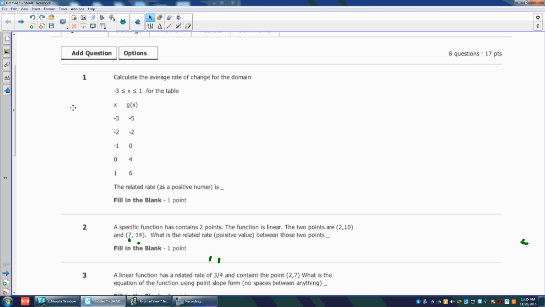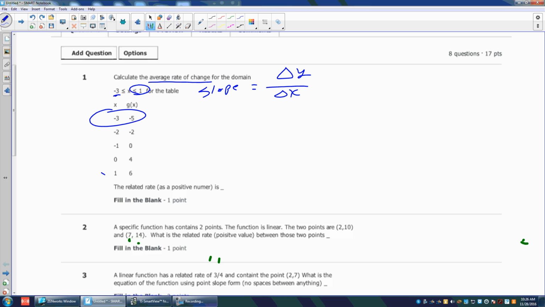First thing says calculate the average rate of change. If you don't show the work, you're not going to get any credit. No work, no credit, because you know what the right answer is. The computer tells you what the right answer is. Calculate the average rate of change. That's delta y over delta x, which is the same thing as slope. And it says start at -3, and it says go all the way to 1.